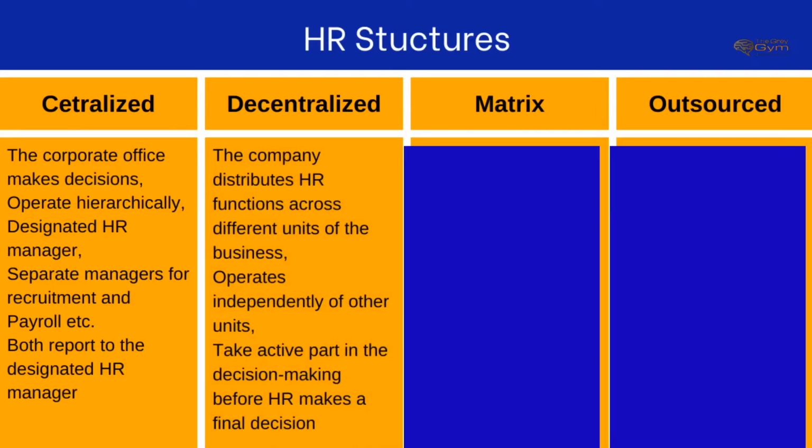Next, decentralized HR structure. Now, with a decentralized HR structure, the company distributes HR functions across different units of the business, such as geographical area, product line, or department. The HR team often operates independently of other units, and there are multiple points of authority that make decisions. A decentralized structure can also mean each department in a company takes an active part in the decision-making process before HR makes the final decision.